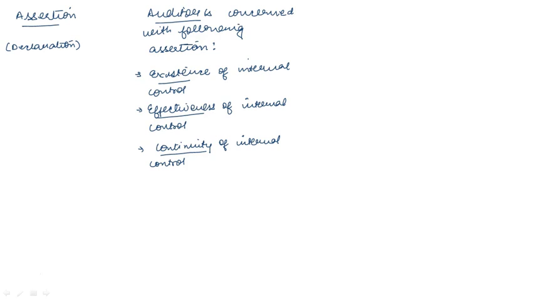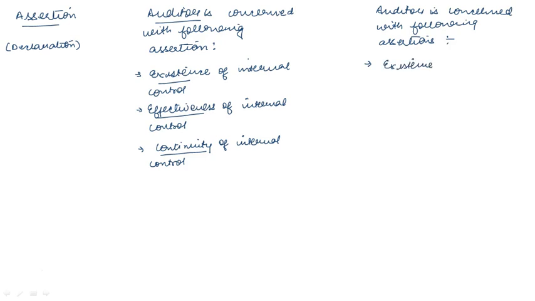After that, if I talk about the assertions, the auditor is concerned with the following assertions. Existence. If I talk about the existence, that means those assets and those liabilities are existing on that given date. That yes, the data which you have provided is correct.